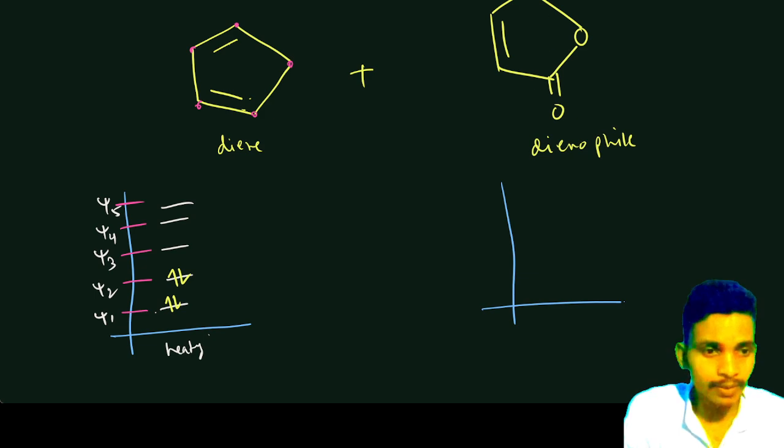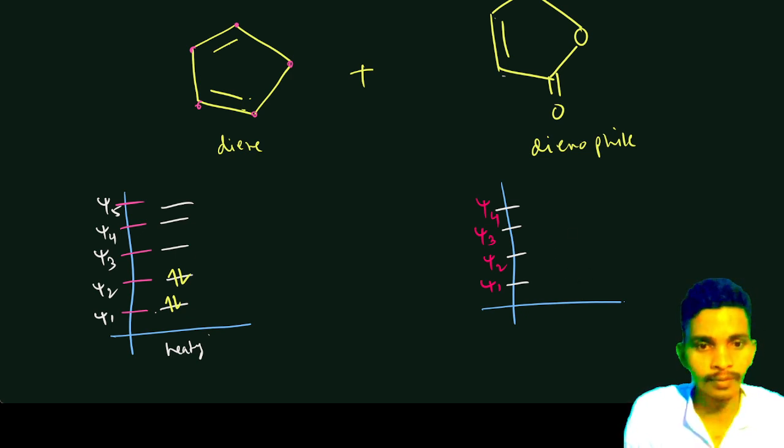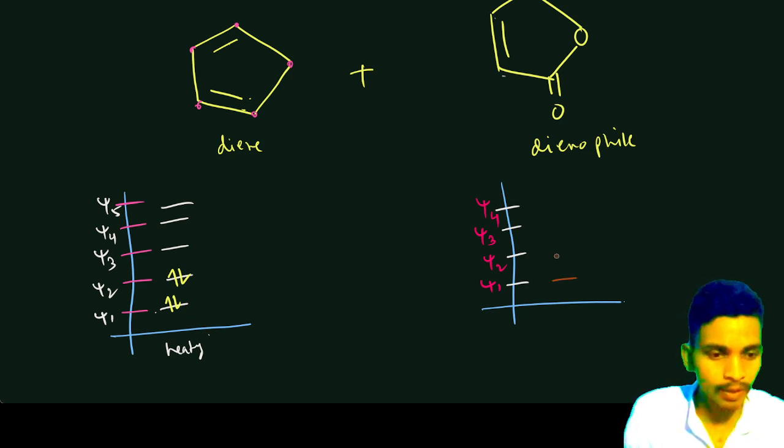And for this case also, first our work is to count the number of carbon atoms. How many? 1, 2, 3, 4. So 4 carbon atoms means 4 energy levels. This is psi 1, this is psi 2, this is psi 3, and this is psi 4. And so energy levels, let's say this is 1, 2, 3, and 4. So this is on heating.